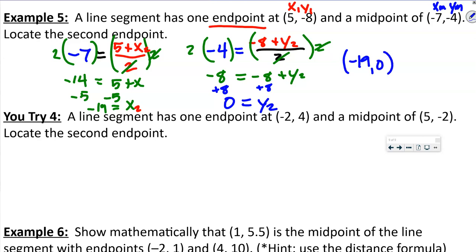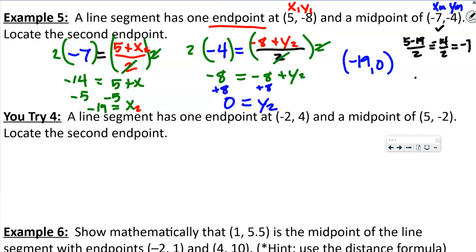So how can we check this? We can plug it back in, okay? So if we add together 5 minus 19 divided by 2, that's going to be -14 divided by 2, which is -7. Right there, that's right. And then let's do the same thing with our other value.